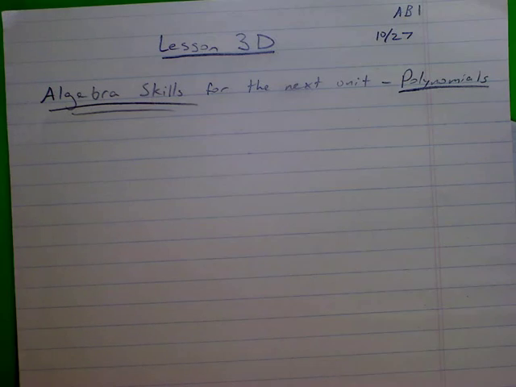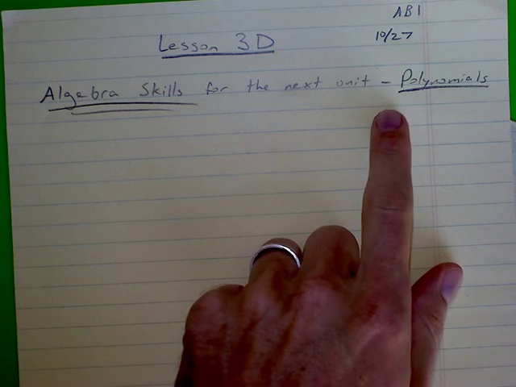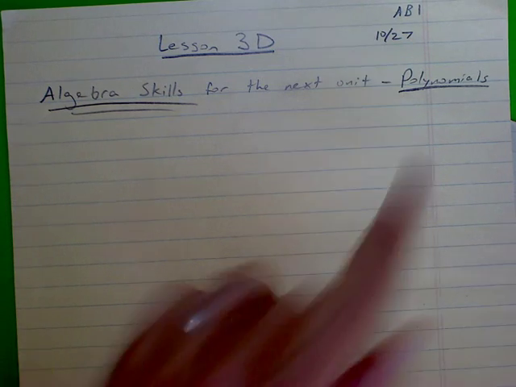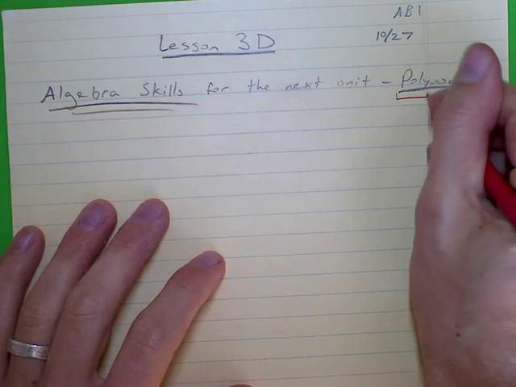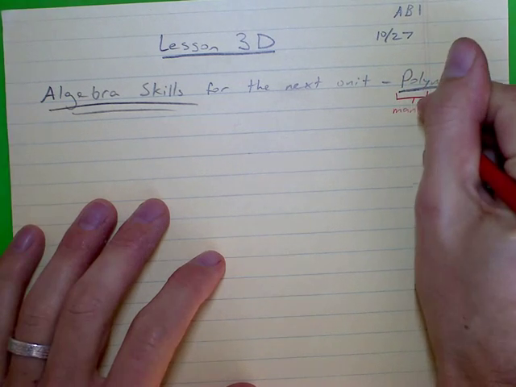Let's see if we know what polynomials even are. Let's break the word down. What's the first part of the word you probably recognize? Poly. And what does poly mean? Very good. What are some words that start with poly?